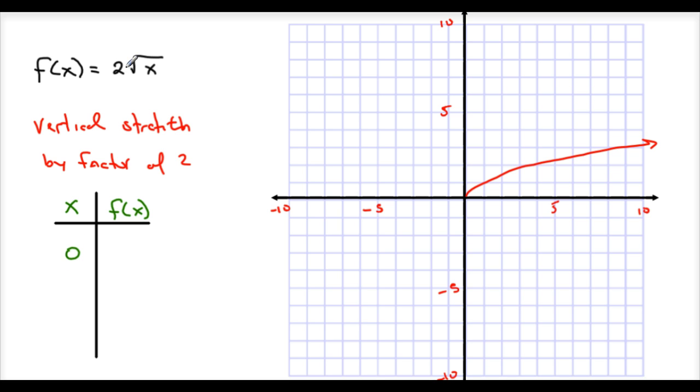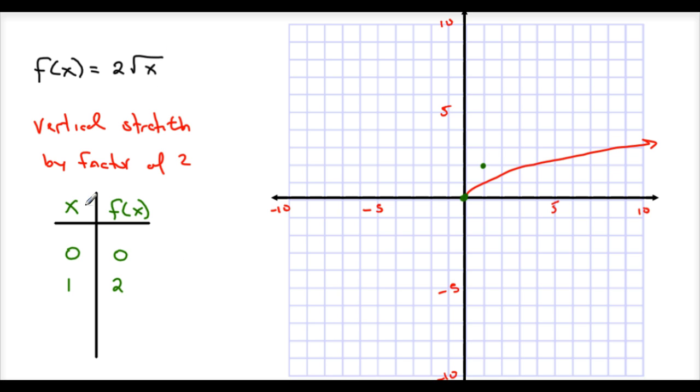So if I plug in 0, square root of 0 is 0. 0 times 2 is 0. So that doesn't change. Put that one here in green. I'm going to plug in 1. Square root of 1 is 1. 1 times 2 is 2. So when x is 1, y is now 2.